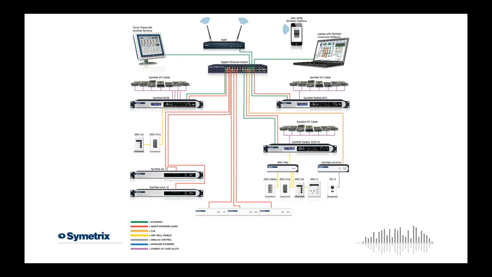And then finally, this is the last slide of the PowerPoint. I like to show the full Symetrix ecosystem here. You can see it all revolves around a gigabit switch. We've got SymView control up at the top left. We've got ARC Web control, Composer software running on a PC. And then down below the switch, we've got our Edge and Radius processors connected with Ethernet as well as Dante, all into the same switch.